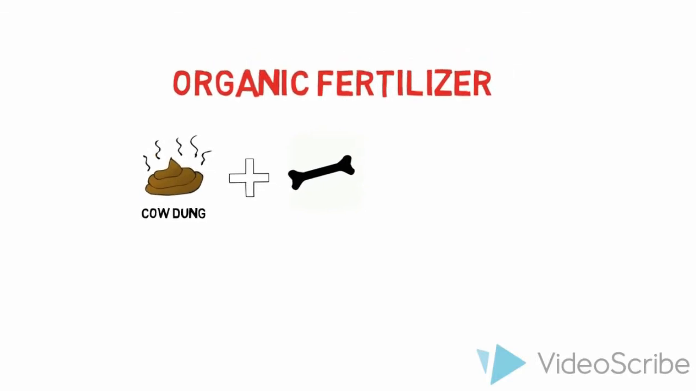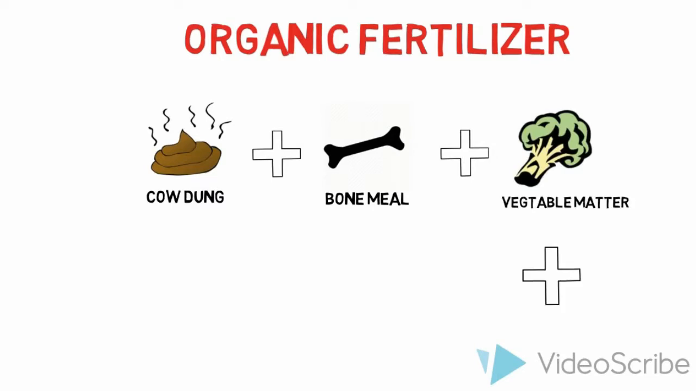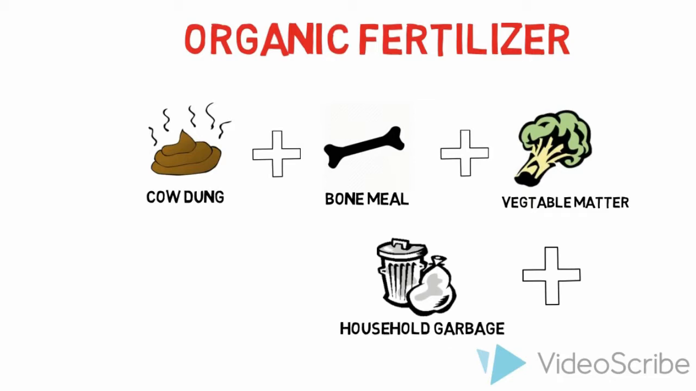Alternative solution for inorganic fertilizer: to overcome the chemical fertilizer, we can use cow dung plus bone meal, house wastage and vegetable matter. All these contaminations can be used as organic fertilizer to overcome the inorganic fertilizer.